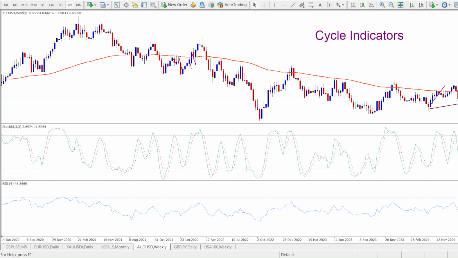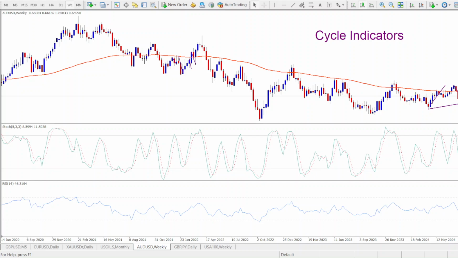Secondly, analyze market trends and cycles together. Cycle indicators work best when combined with other forms of analysis. So it's important that you start by looking at the broader trend. Is the currency pair in a long-term uptrend or in a downtrend or moving sideways? It's important that you consider that. Once you understand the trend, use cycle indicators to find the best entry or exit points within that trend.